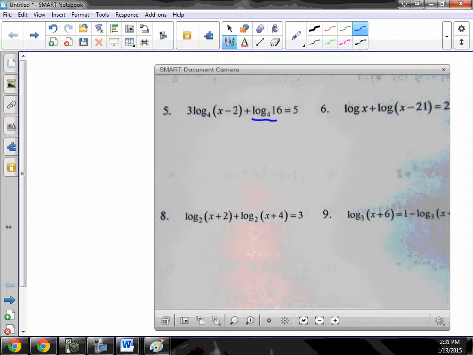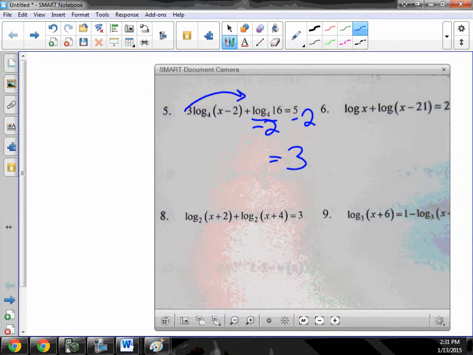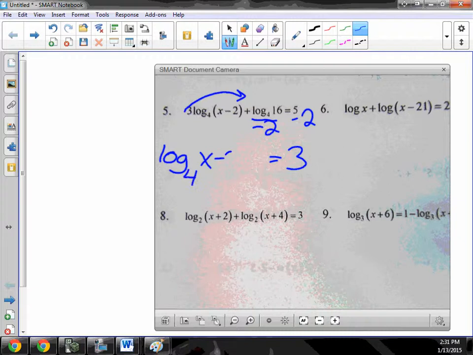What is this really? 4 to what power is 16? 2. So I'm going to subtract this 2 to the other side, and I get equals 3. And that avoids the use of the product rule. Now you could use the product rule and you'll still get the right answer. So I'm going to move this 3 up here. Log base 4 of x minus 2 to the third equals 3.